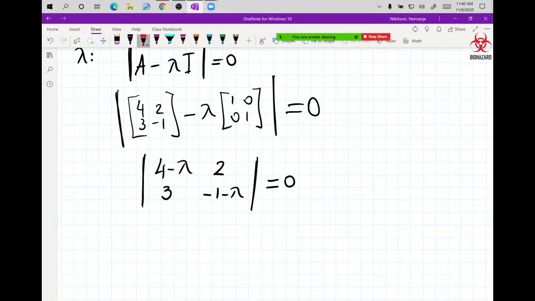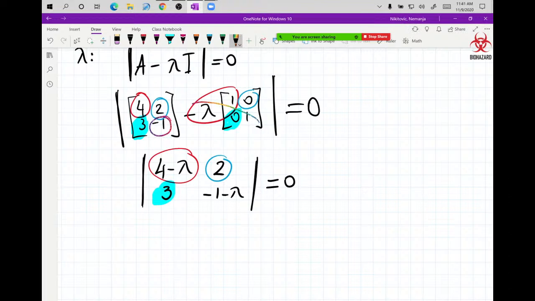So again, 4 minus lambda is 4 minus lambda. 2 minus 0 is 2. 3 minus 0 is 3. And finally, negative 1 minus lambda times 1 is negative 1 minus lambda. So everything is accounted for, and you have your matrix that you have to find the determinant of.